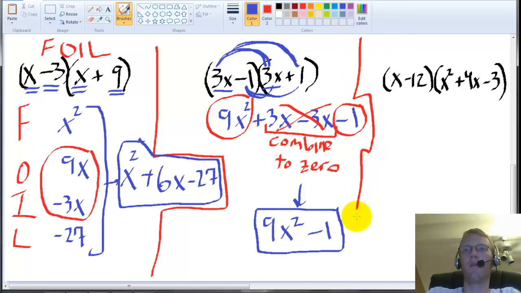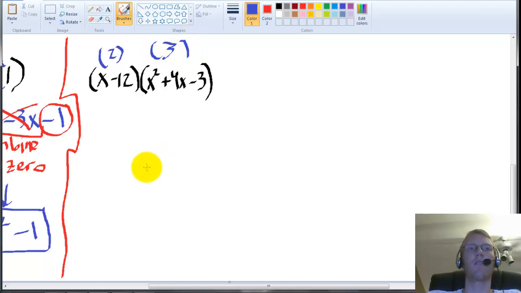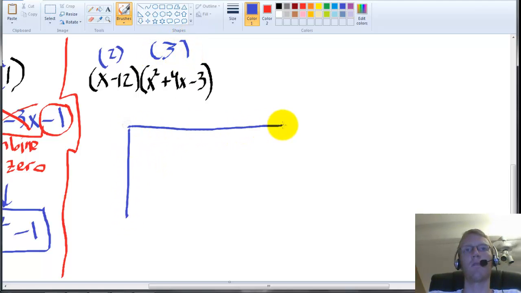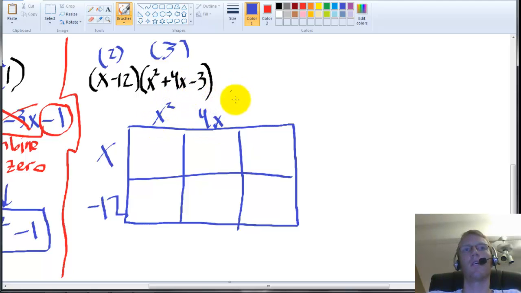Alright, and our third example problem is going to be done using rectangle diagrams. I'm going to move over and just give myself a little more space. So in this guy, you can see this has 2 terms, and this has 3 terms. So my rectangle, I'm going to need to make it 2 by 3. So I'm going to make it kind of big, just to make sure we have enough space to show all of our work. So down this side, I have an x and a negative 12. And on this side, I have an x squared, a 4x, and a negative 3. So you're literally just writing down these 3 pieces across the top and these 2 pieces down the side.